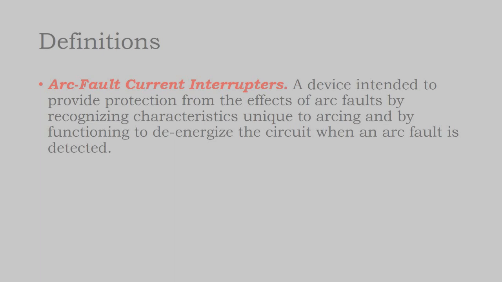Then we have an arc fault current interrupter, which is a device intended to provide protection from the effects of arc faults by recognizing yada yada. Arc faults are different than ground faults. Ground faults are when the electricity goes from that ungrounded conductor, that high voltage conductor, and it touches a low voltage component, like a metal part that has no voltage on it, and it's connected to the equipment ground conductor, and the power spills over into the EGC and flips the breaker on your panel.